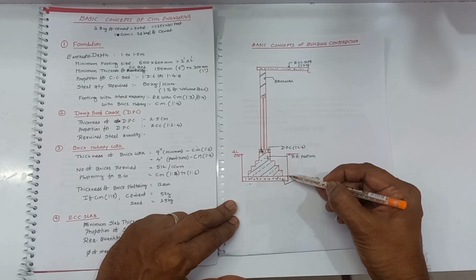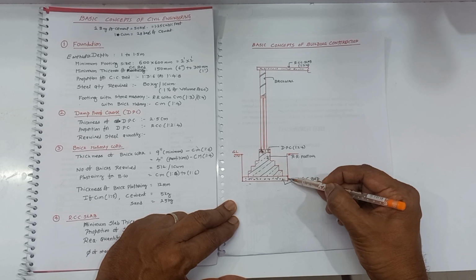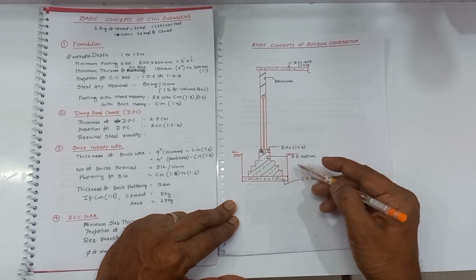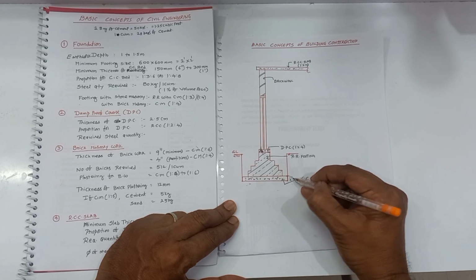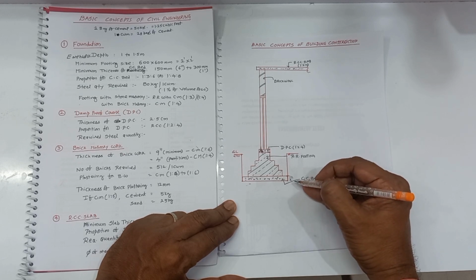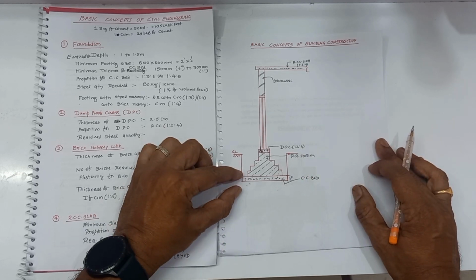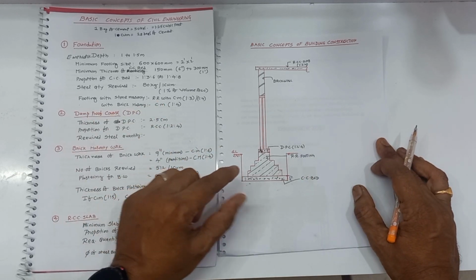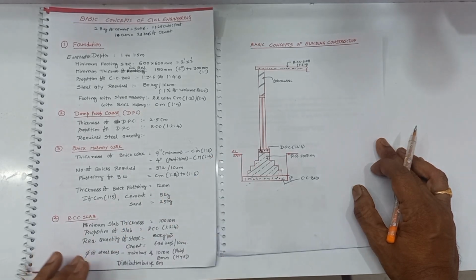Next, the minimum thickness of the CC bed. Here, look into this figure. This is the thickness of the CC bed. It should be 150 mm, that is 6 inches, or sometimes up to 300 mm is also used. So these are the minimum thicknesses, 150 mm or up to 300 mm, depending upon the coming loads.